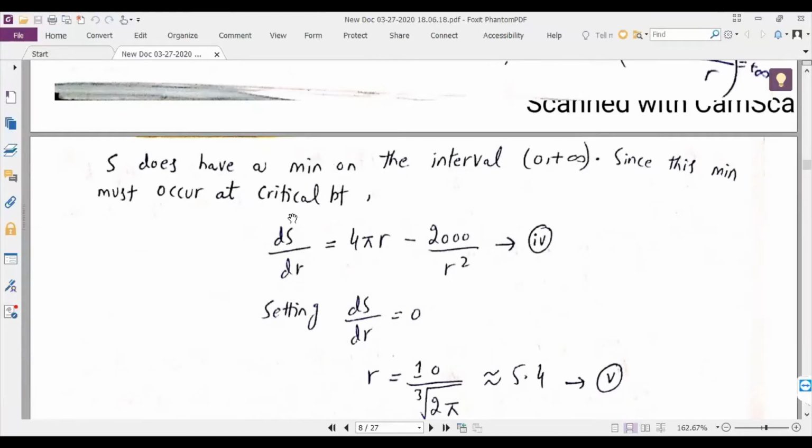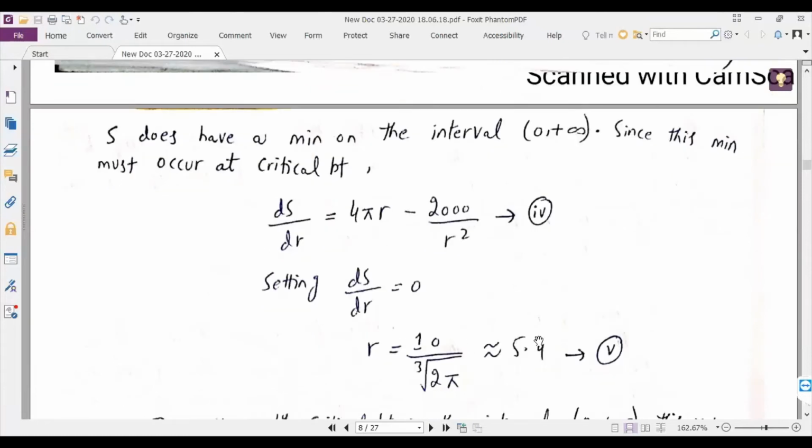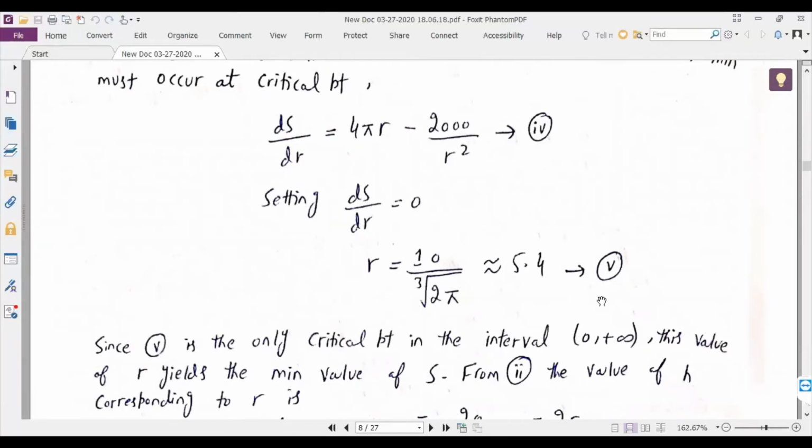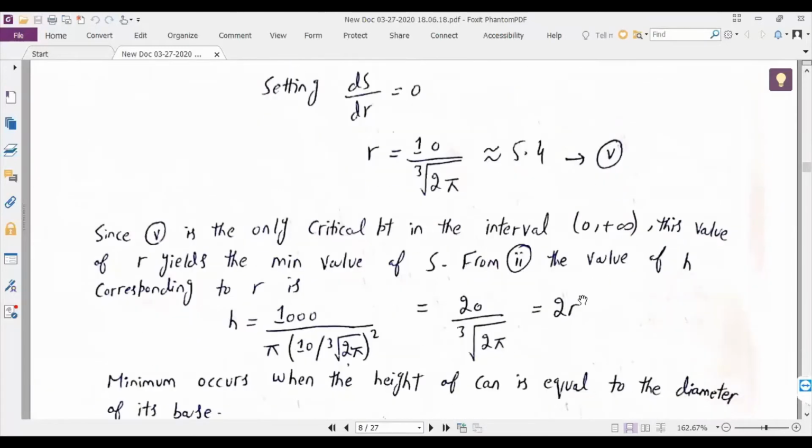Since the minimum must occur at the critical point, taking the derivative and setting it equal to 0, I get the value of R, that is 5.4. Since this is the only critical point in the interval 0 to infinity, substituting the value of R in S, we can get the minimum value of S. So what will be the value of H corresponding to R? Substituting the value of R in the expression for H, we get H equals 2R.